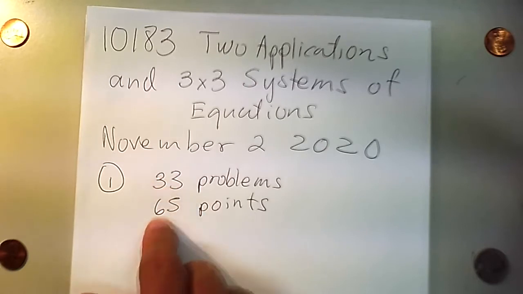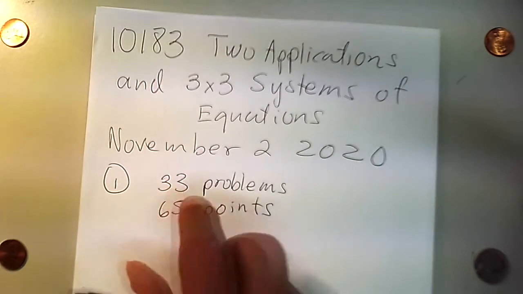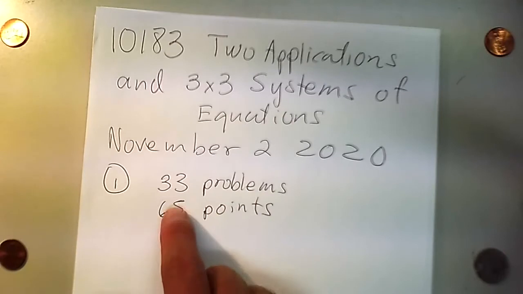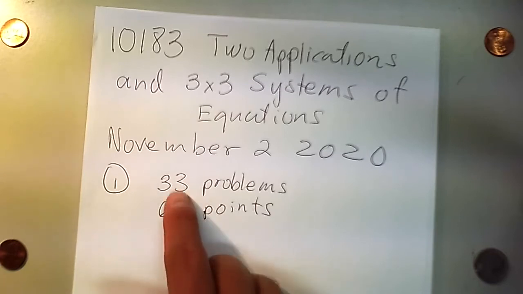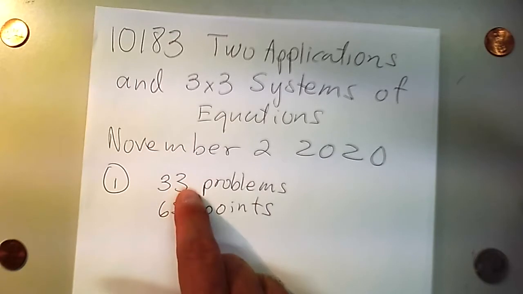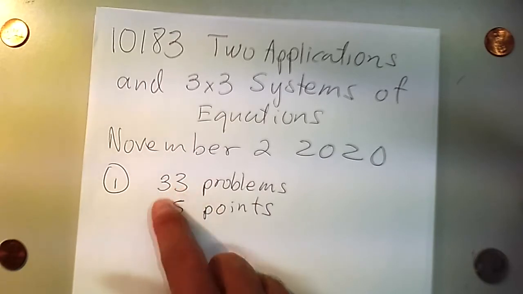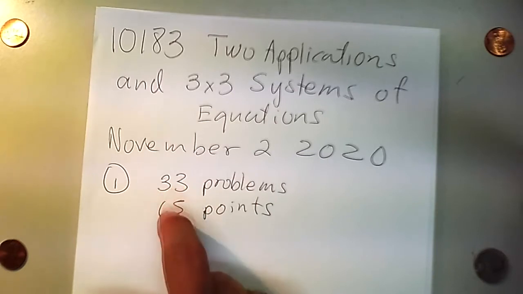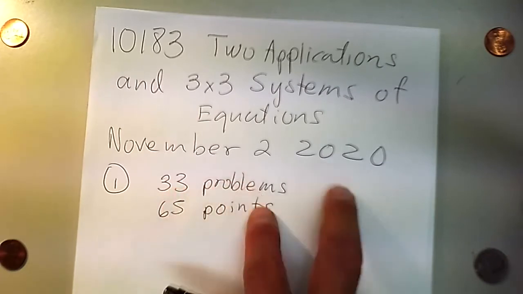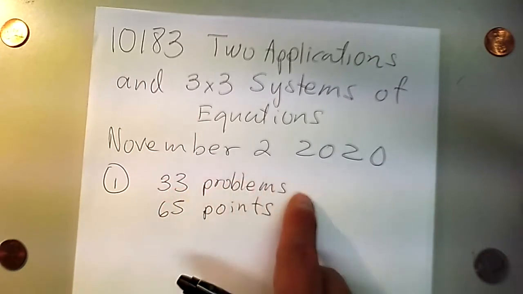So there's a test I want to build. I already have 33 problems that I want to put in the test. I want the total number of points for the test to be 65 points. How do we go about this? Some problems cannot be 2 points. Some have to be 1 point instead of 2 points. The question is, how many problems should be 2 points and how many should be 1 point?